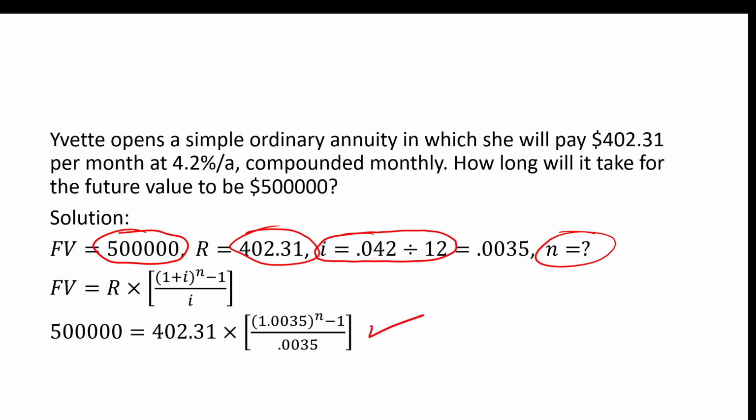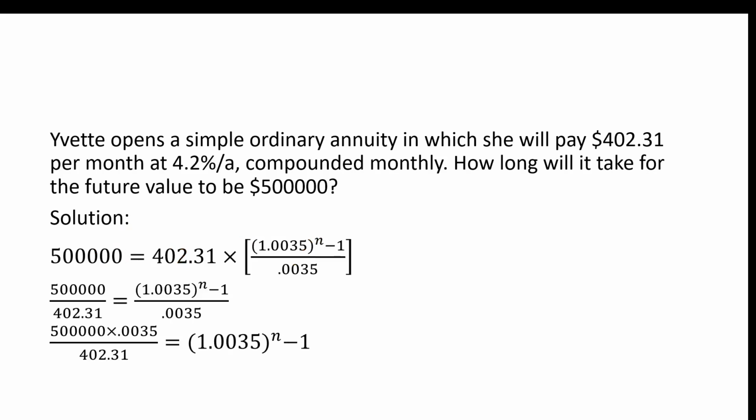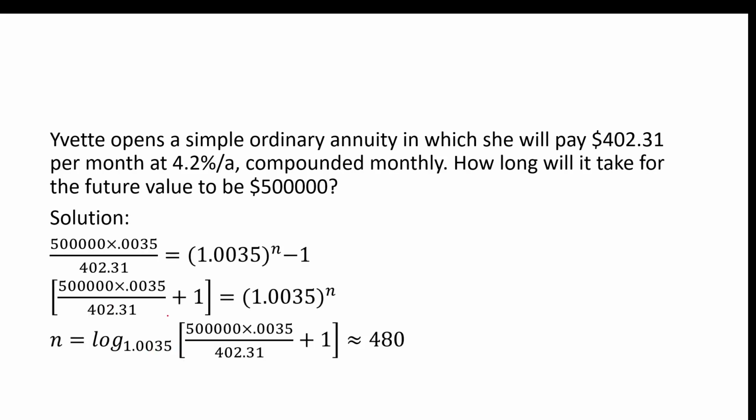500,000 equals 402.31 times the fraction 1.0035 to the N minus 1 all over 0.0035. So we divide both sides by 402.31, and then we multiply both sides by 0.0035, and then we add 1 to both sides. And then what we have is the value of 1.0035 to the exponent n.